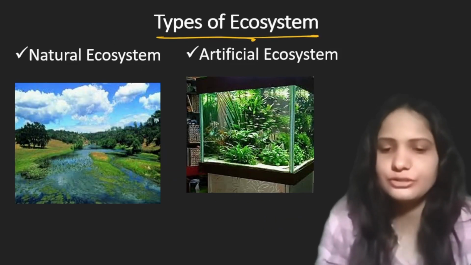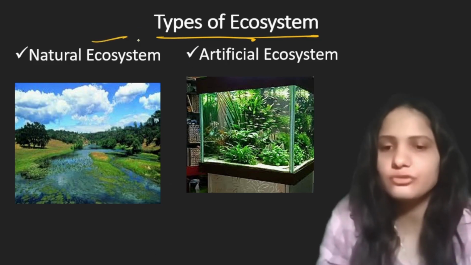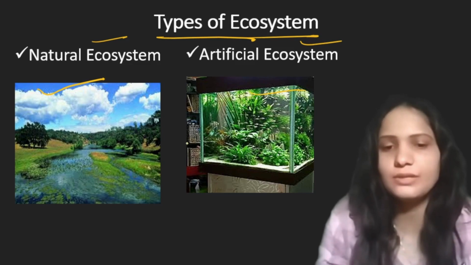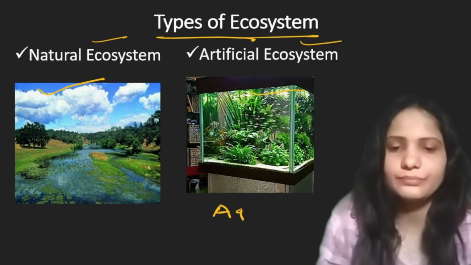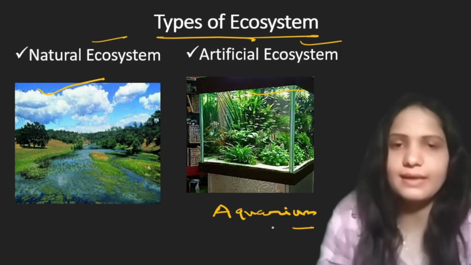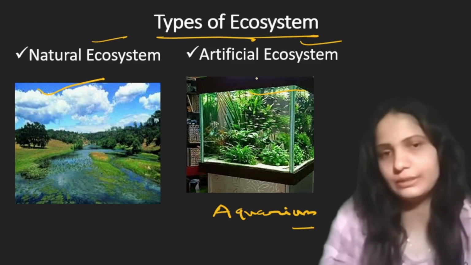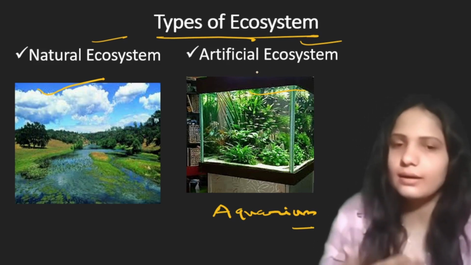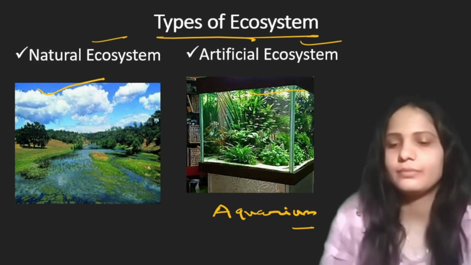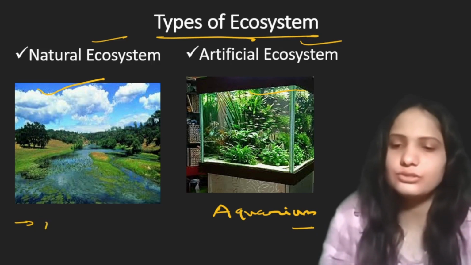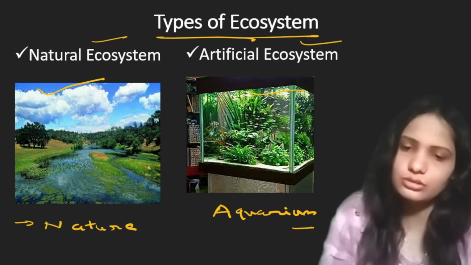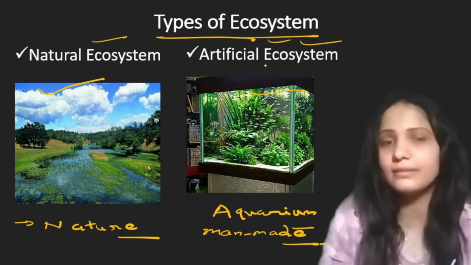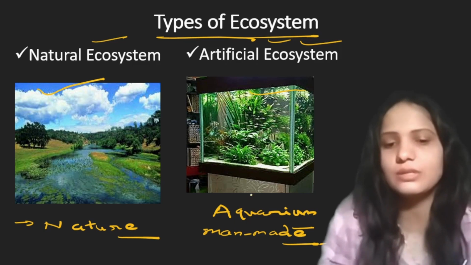On the basis of creation, we have two types of ecosystem: natural ecosystem and artificial ecosystem. This is natural ecosystem, and in this picture we have an aquarium. This aquarium is an example of artificial ecosystem. This is natural ecosystem which is made by nature, and this is artificial ecosystem, this is man-made. So we can write down here that this is natural, made by nature, and this is man-made. Man-made ecosystem is known as artificial ecosystem, and the best example of artificial ecosystem is aquarium.